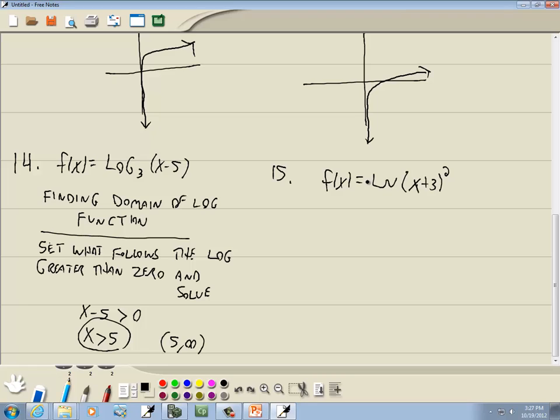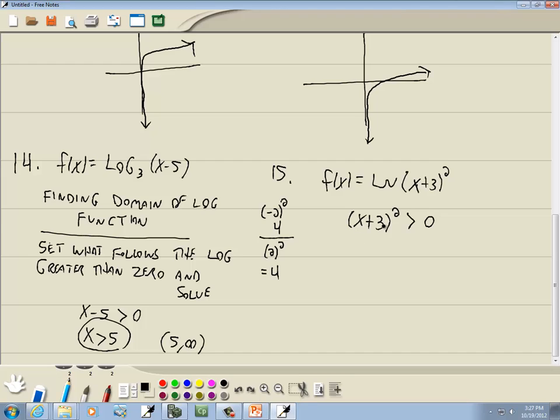But it has all the same properties, all the same rules, everything that the other logs do. So we're going to set what follows log greater than 0 and solve it. So we've got x plus 3 squared is greater than 0. Now think what happens when you square something. Like negative 2. You square a negative 2, gives you a positive 4. So you square a 2, and it gives you a positive 4. So no matter what, when you square something, it becomes positive. So this is asking, when is this greater than 0? Well, when you square it, it's always positive, which is always greater than 0.